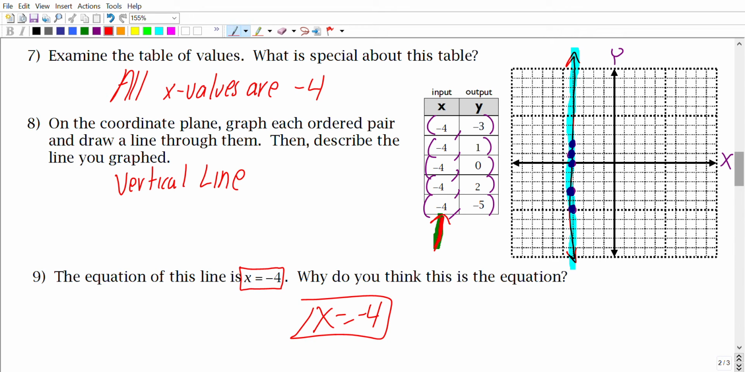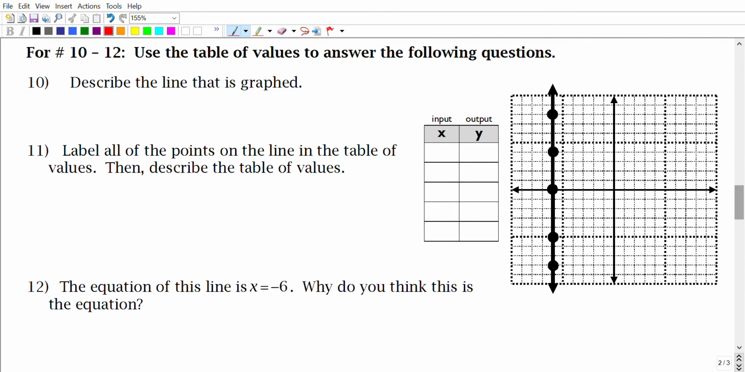All right, so let's keep the ball rolling. 10 through 12, I think you guys can do on your own. So again, go ahead and pause the video and try doing that one on your own. All right, guys, let's take a look at problem number 10. It says, describe the line that is graphed. Well, I'm sure you guys can tell that it is a vertical line. It says label all of the points from the line on the table of values. I'm going to start from the top and go down. So that's -6, 8, -6, 4, -6, 0, -6, -5, and -6, -8.